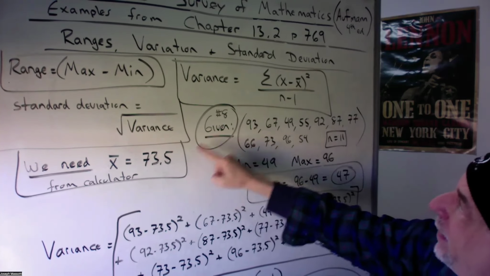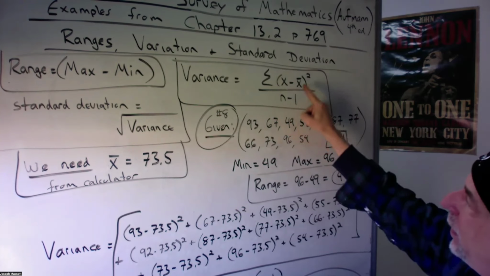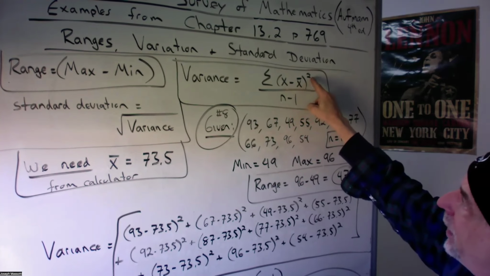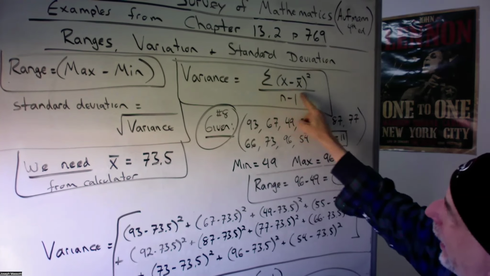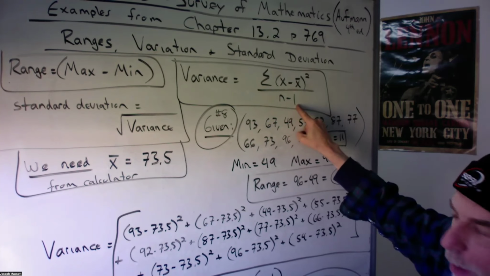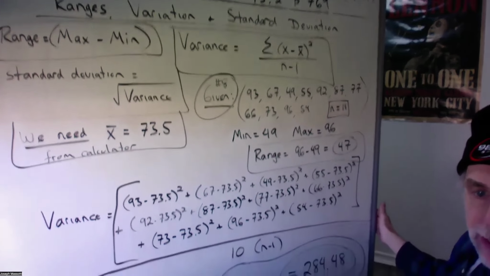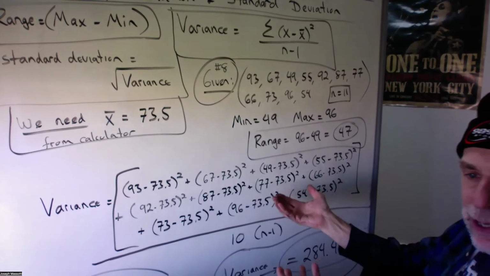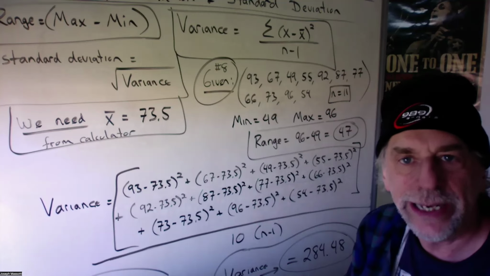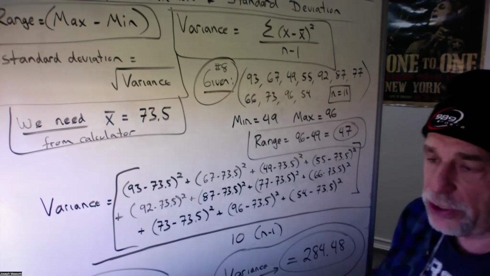Once we have the mean, now we have everything we need to plug into this formula. We're going to take each value, we're going to subtract the mean from it and square it, and we're going to add all those together, and then we're going to divide by n minus 1. Our n is 11. All right, so we look at that. And again, this is why I'm not going to make you do this every time you need to find a variance. This is why you need a good calculator. But it's possible to do, right?